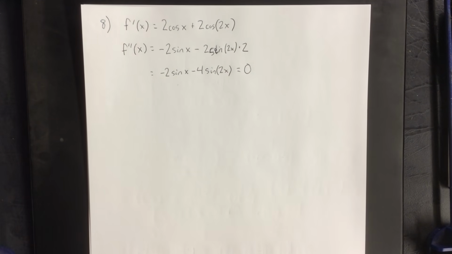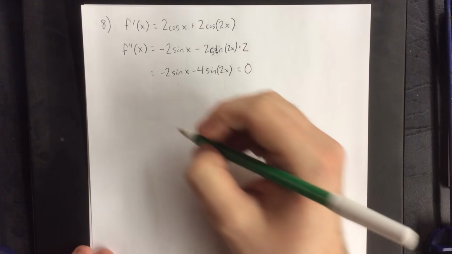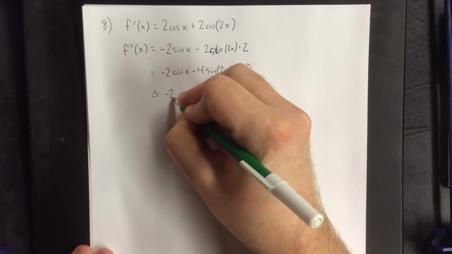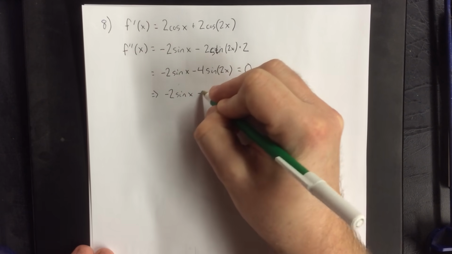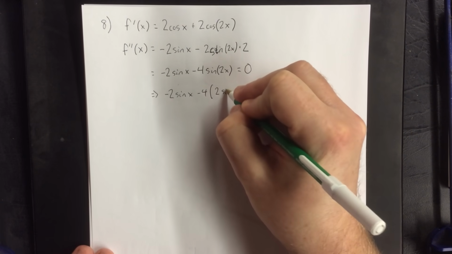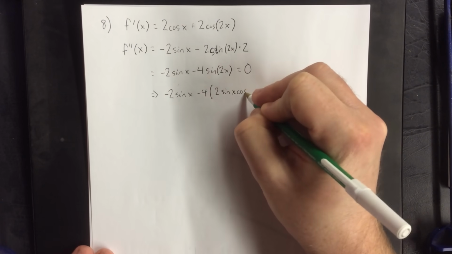With that in mind, we're going to be setting this equal to 0 and trying to solve for the appropriate values. Now we can use that double angle identity that we used for the intercepts once again and say that the sine of 2x is the same as 2 times the sine of x times the cosine of x.